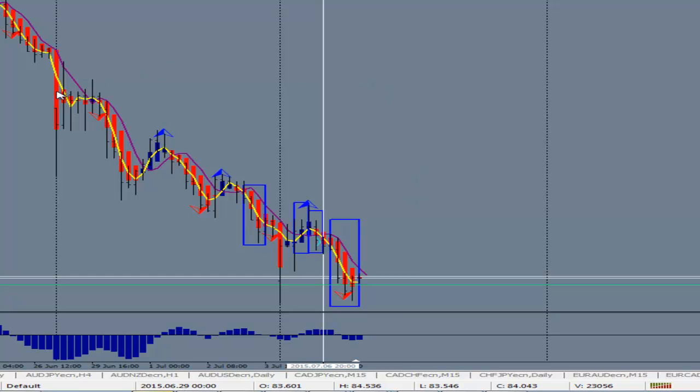Always realize that you're going to have some corrective areas, and this indicator really marks those very well. With the price bars and the momentum on the other indicator, you can kind of get a feel for that.